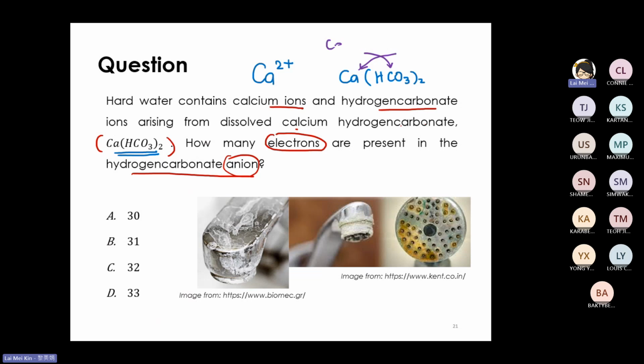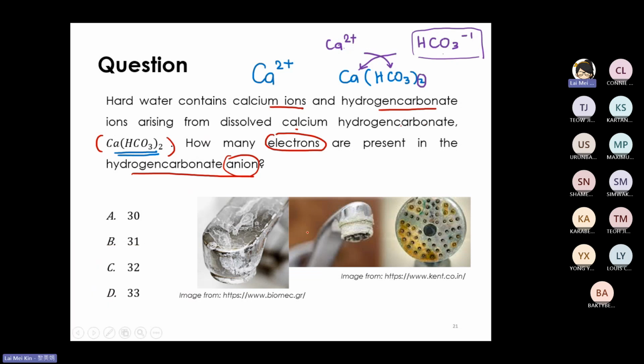So this Ca(HCO3)2 is made up of calcium and hydrogen carbonate. You can actually get the idea from this formula here. These 2 belong to my calcium. Calcium is 2+. What is the charge of hydrogen carbonate? -1, very good. And then my question is how many electrons are there in hydrogen carbonate?